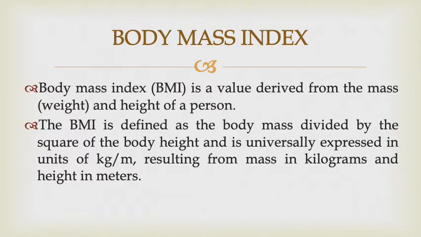Body mass index. Body mass index, also known as BMI, is the value derived from the mass, that is weight, and the height of a person. The BMI is defined as the body mass divided by the square of the body height and is universally expressed in units of kg per meter squared, resulting from mass in kilograms and height in meters.